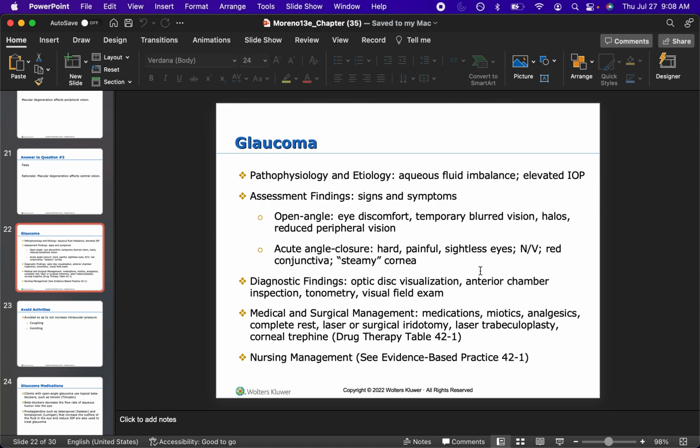With this, we obviously want to do optic disc visualization, so that's when they look into your eyes, and then there's a lot of other exams. Again, you may have these patients complaining of disorders. This is kind of out of our scope. They would have to go to an ophthalmologist to really delve into this a little bit more. But for medical and surgical management, there are lots of medications and surgical things that they can do.